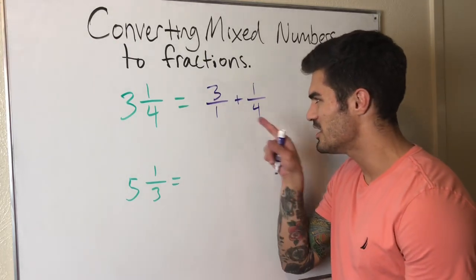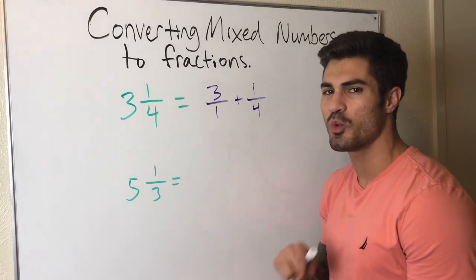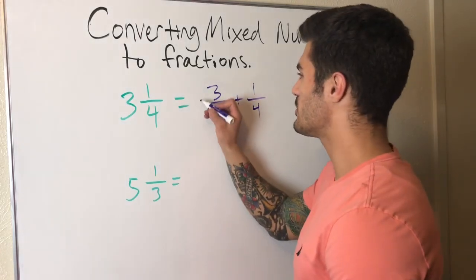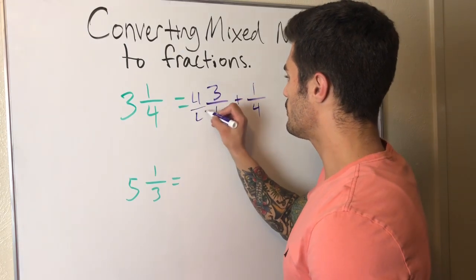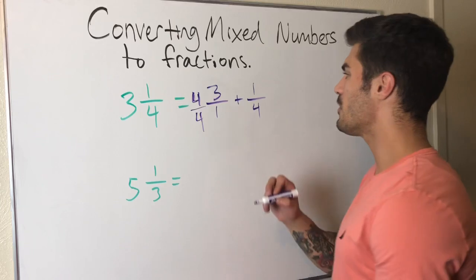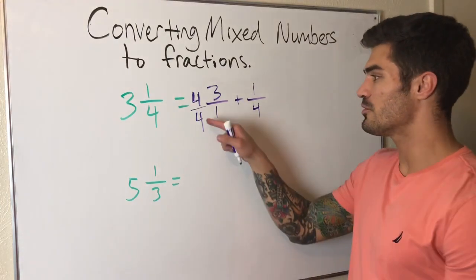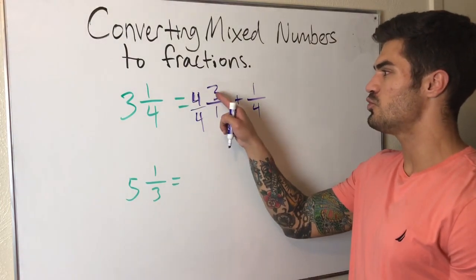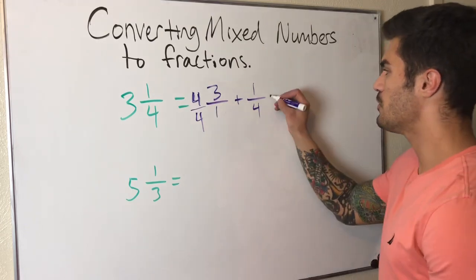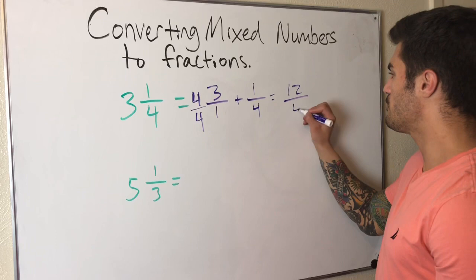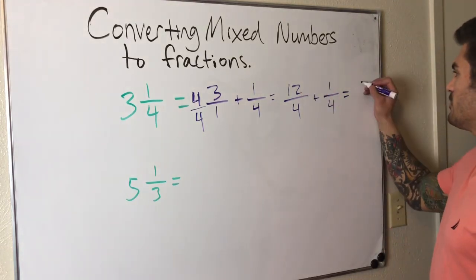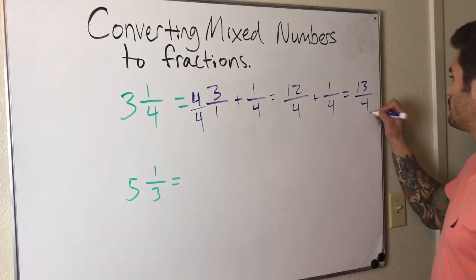I need to turn this into a 4. So what do I multiply 1 by to get 4? Simply 4, right? So I'm going to multiply by 4 over 4 here. And I'm just going to add 1/4. But let me work this part out first. 12 over 4, right? 4 times 3 is 12. So this equals 12 over 4 plus 1/4, and that's going to give me my 13 over 4.